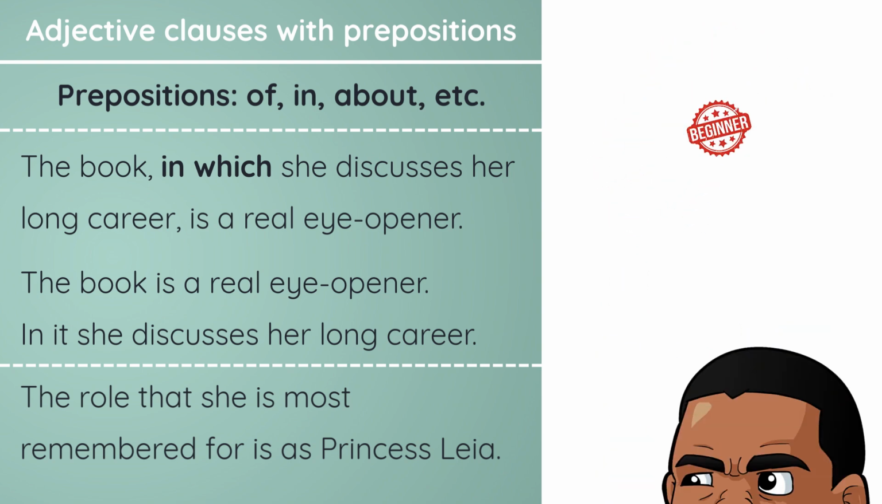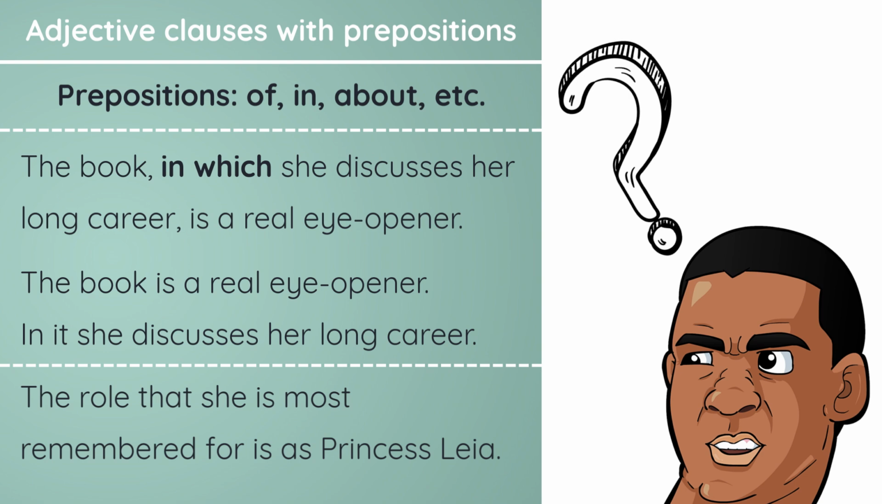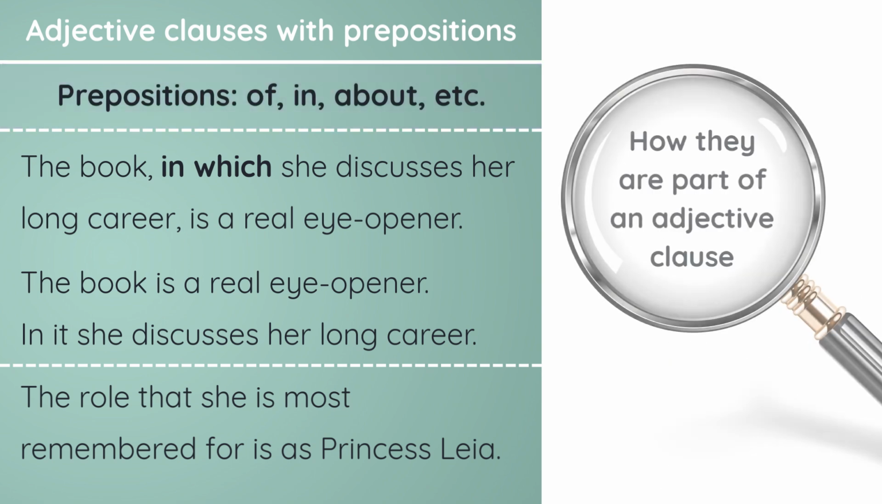Let's start with, what are prepositions? So, prepositions are these little directional words that are used to show some sort of relationship between things in a sentence. Okay? For example, of, in, about, at, on, for, to. We have lots and lots of prepositions in English. All of them have very specific functions. But what we're gonna look at specifically is how they are part of an adjective clause or a relative clause, depending which way you want to call it.